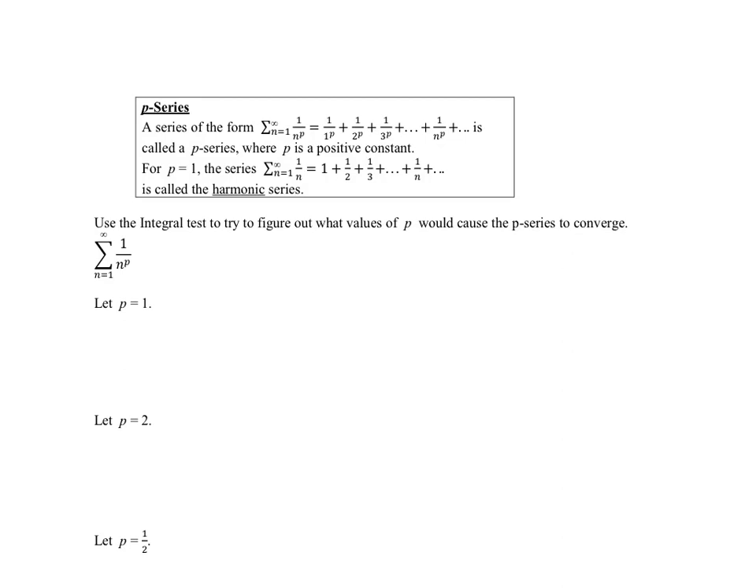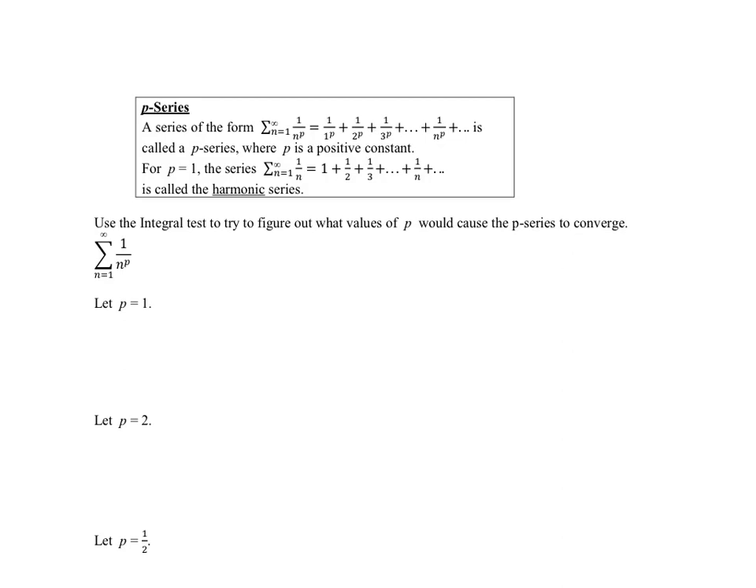So the directions here say use the integral test to try to figure out what values of p would cause the p series to converge. A p series is always in this form, 1 over n to the p power. If you're looking at 1 over n to the p and just thinking of a function equivalent, you might come up with something like 1 over x squared or 1 over x to the 1/2. Now, if you're using an integral, you might say, oh, well, that's not bad because taking the antiderivative of one of those is not difficult.